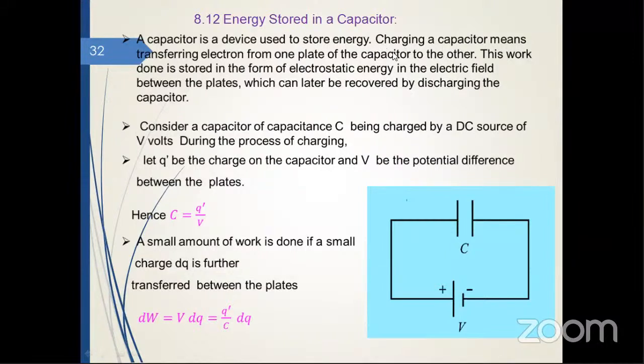Charging a capacitor means transferring electrons from one plate of the capacitor to another, and the work done is stored in the form of electrostatic energy in the electric field between the plates, which can later be recovered by discharging the capacitor. And therefore when charging this capacitor, we are charging from 0 to high. That means here the capacitance C is being charged by a DC source.